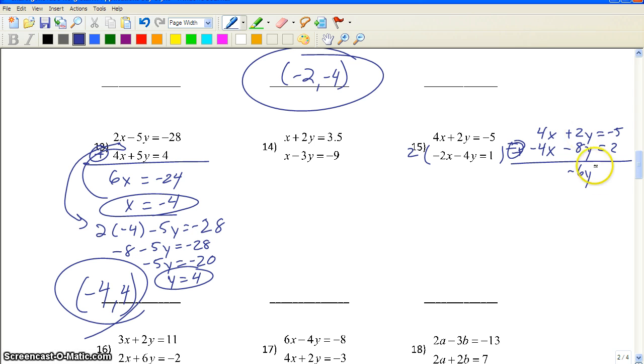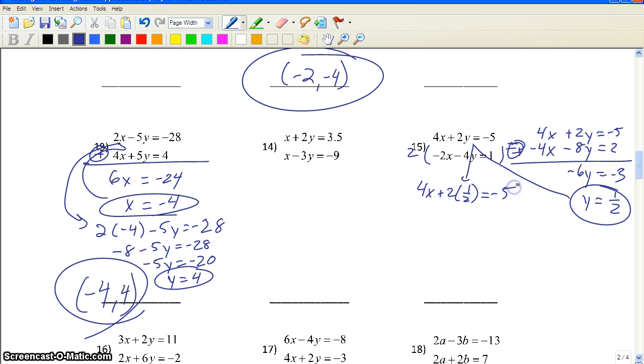2y minus 8y is negative 6, and then negative 5 plus 2 is going to be negative 3, and y equals 1/2, and that's fun. So we're going to take that, and I'm going to put it into the first equation, because I know 2 times 1/2 is going to be 1, so I'm going to get 4x plus 2 times 1/2.